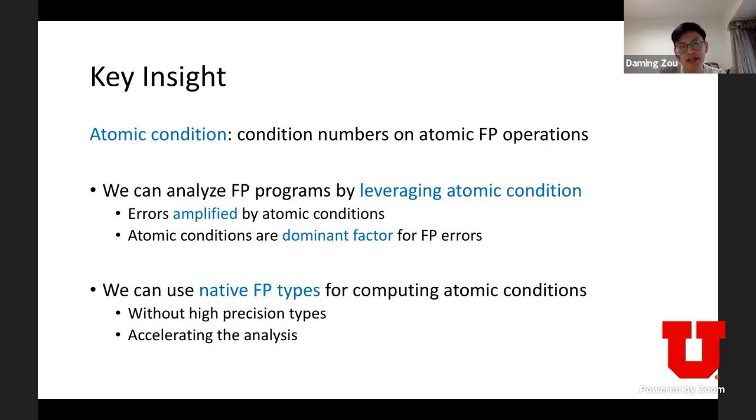Here comes the key insight of this paper. We define the concept of atomic condition as a condition number on atomic operations. By leveraging atomic condition, we can analyze floating point programs in a white box manner, and we can measure how much the relative error is amplified by atomic conditions, and we formulate that atomic conditions are the dominant factor for floating point errors. Since atomic condition only needs native floating point types to compute, we can get rid of high precision types, which will significantly accelerate our analysis.